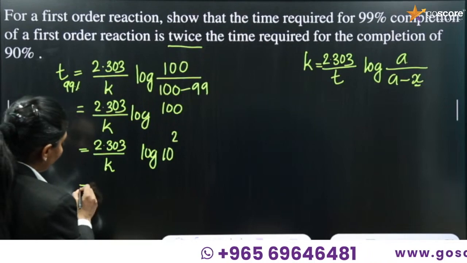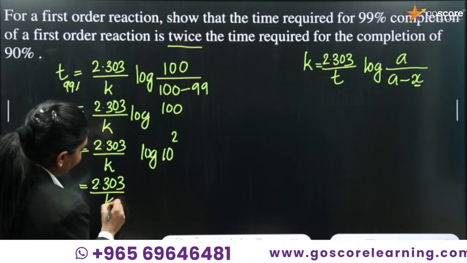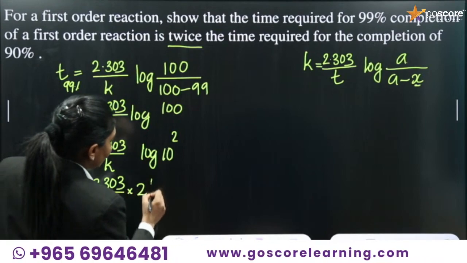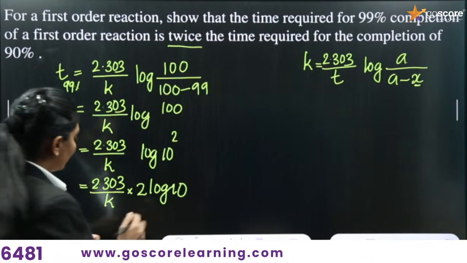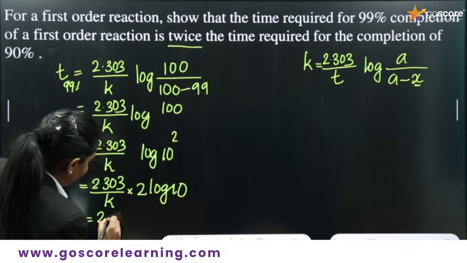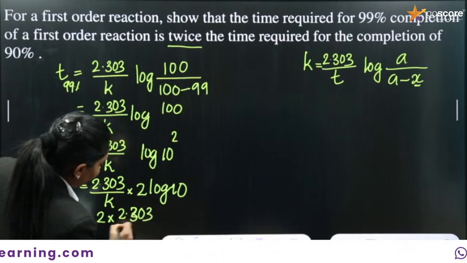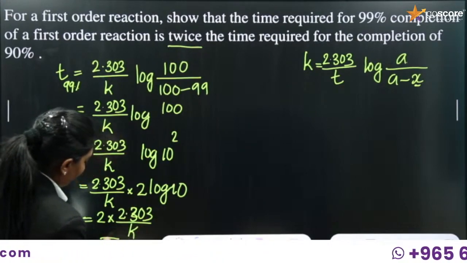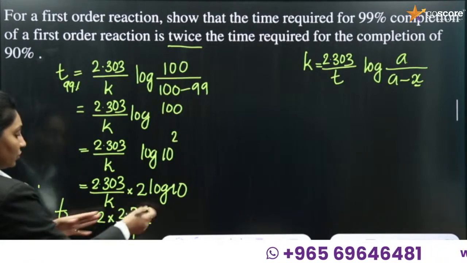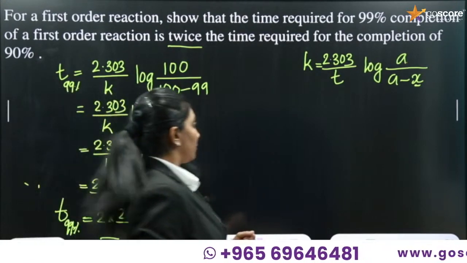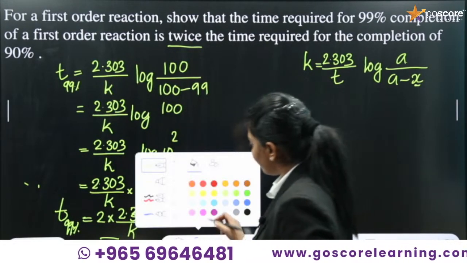So it will be 2.303 by K into 2 log 10. Log 10 is 1, so it will be 2 into 2.303 by K. Okay, now you got the time for 99% as 2 into 2.303 by K. Now let's see for the 90% decomposition.